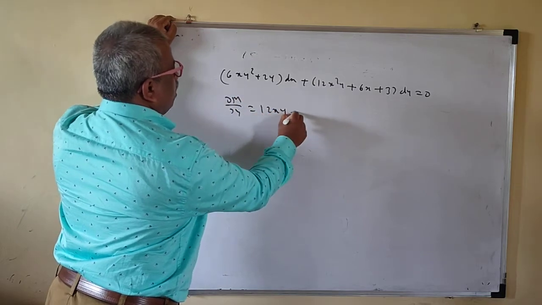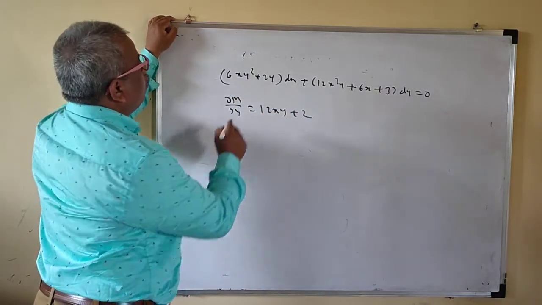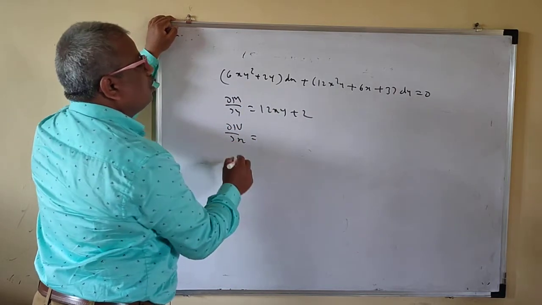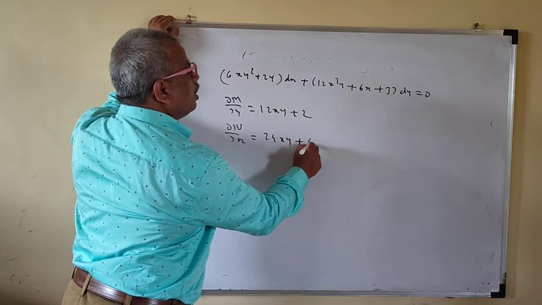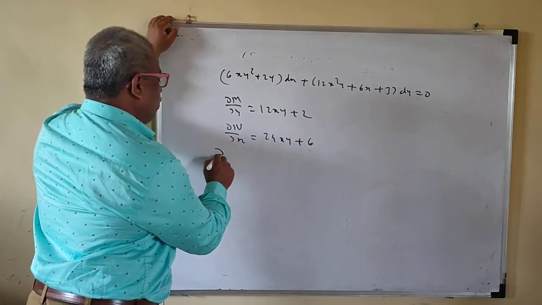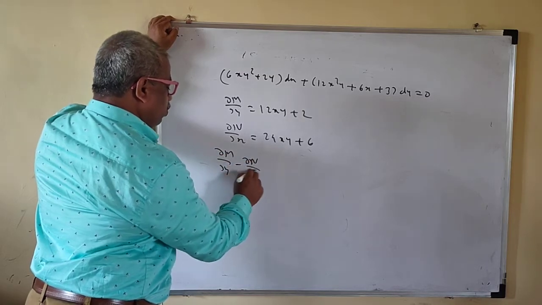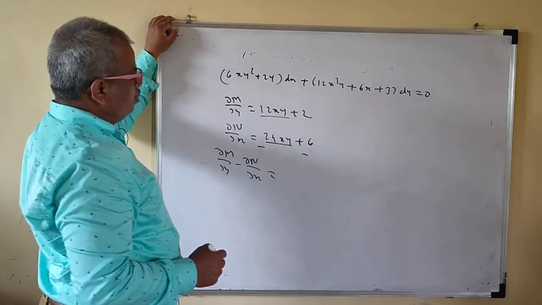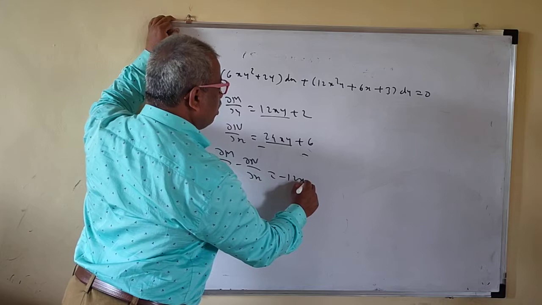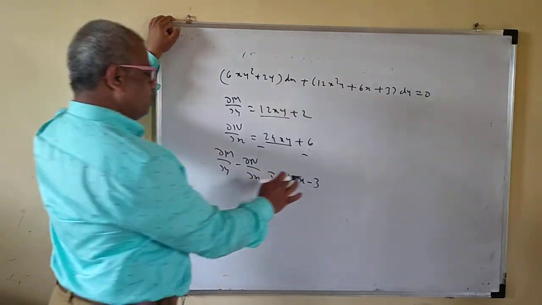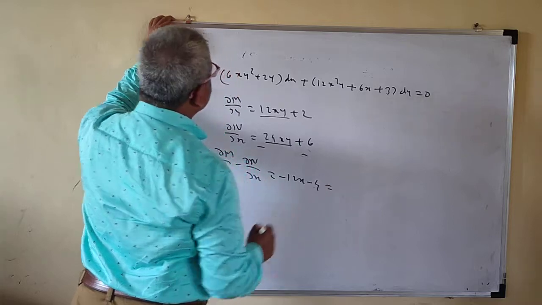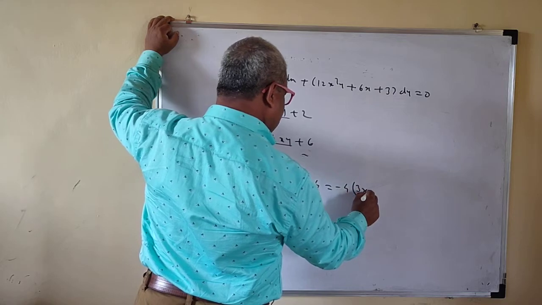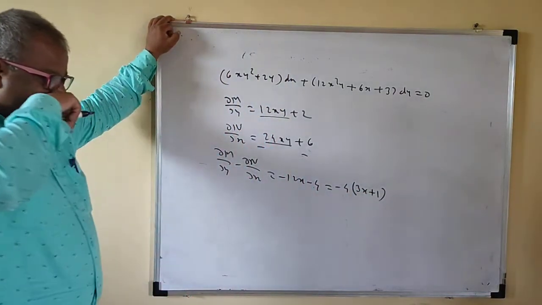This is 12xy plus 2. Then ∂N/∂x is 24xy plus 6. So I will do ∂M/∂y minus ∂N/∂x. This is 12xy plus 2, and we are writing minus now here, so this is minus 24xy minus 6, which gives minus 12xy minus 4. I can take minus 4 common, so what we get then is 3xy plus 1.